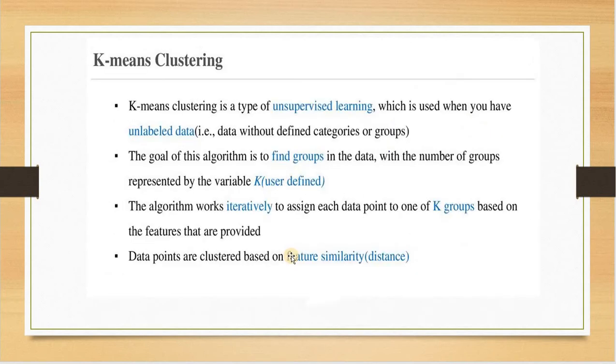Now, firstly, we will understand what is meant by k-means clustering. K-means clustering is a type of unsupervised learning which is used when you have unlabeled data, that is, data without defined categories or groups. The goal of this algorithm is to find groups in the data with the number of groups represented by the variable k. So here k is the number of clusters we are going to use to find the clusters. The algorithm works iteratively to assign each data point to one of k groups based on the features that are provided. So this is an iterative algorithm until we find the best clusters in our data. The data points are clustered based on feature similarity, that is distance. In k-means clustering, we use mainly Euclidean distance to find the distance between the data.